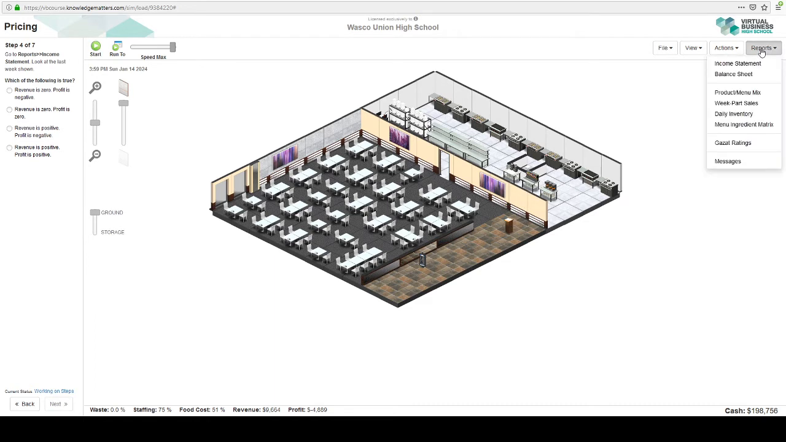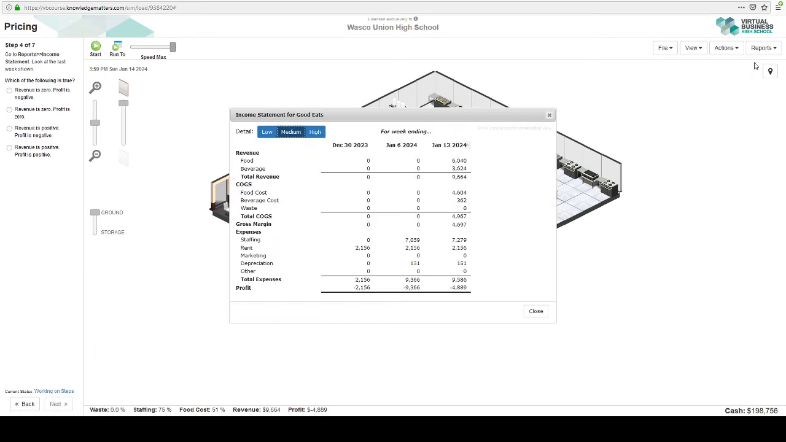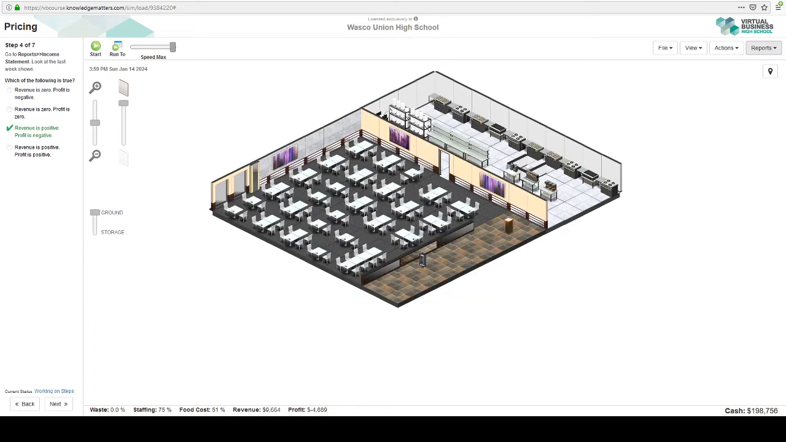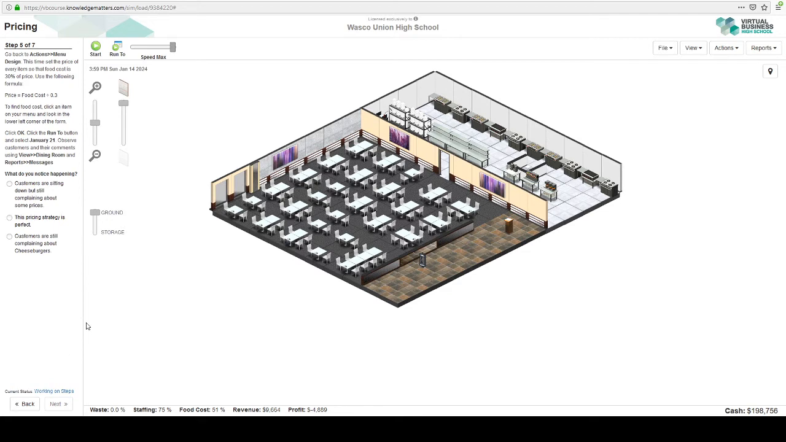Alright, so go to Reports, Income Statement. Now let's go through this list again. Revenue is 0, profit is negative. And revenue is not 0. Revenue is 0, nope. Revenue is positive, profit is negative. Positive, negative. So this one is correct. Alright, go back to Actions, Menu Design.